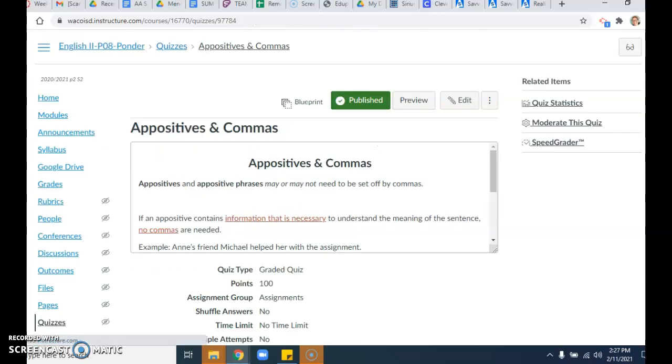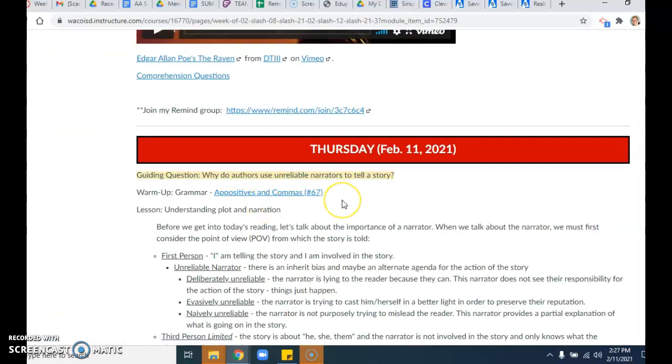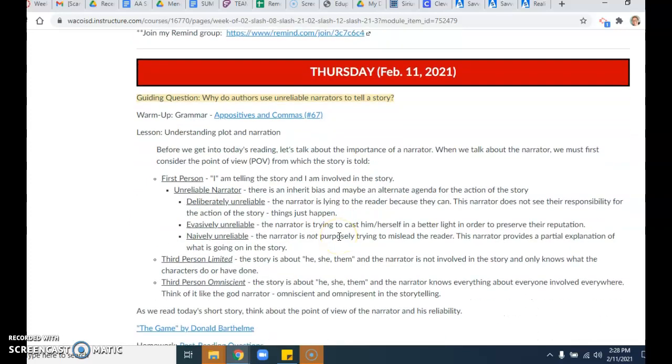All right, but as far as today's lesson goes, we are talking about unreliable narrators. So when we have a story, whoever is telling the story is the narrator, all right? And the most common narrators are first person and third person, okay? So first person means I'm telling the story, but I'm also involved in the story, all right? And I'll get into the unreliable narrator stuff in just a minute. But third person, there's 2 options. It's either limited or omniscient.